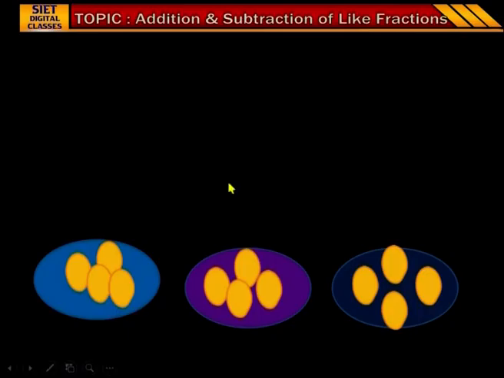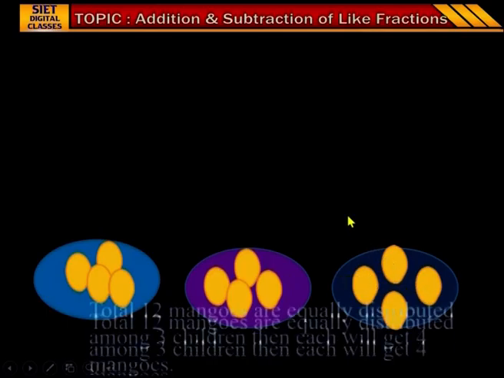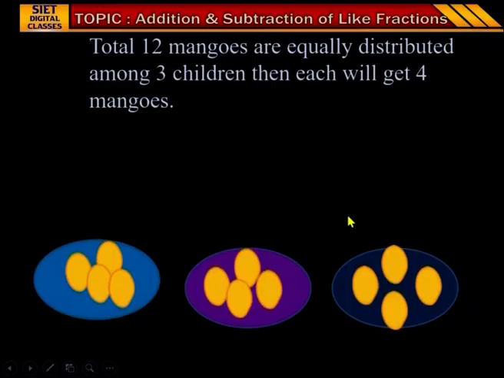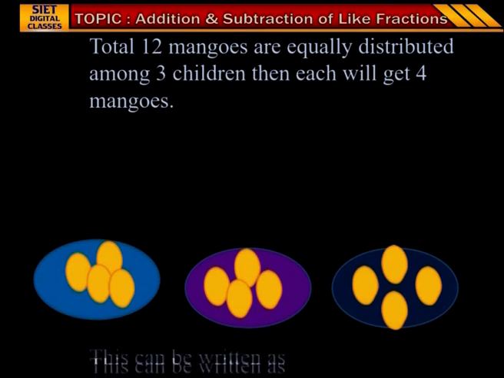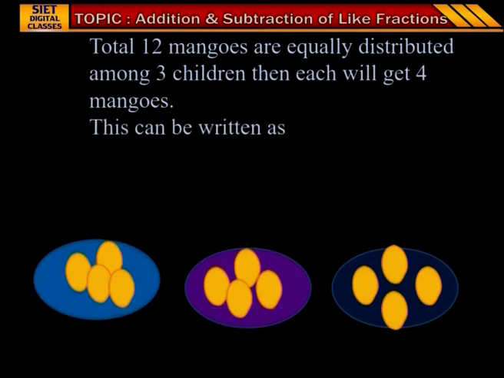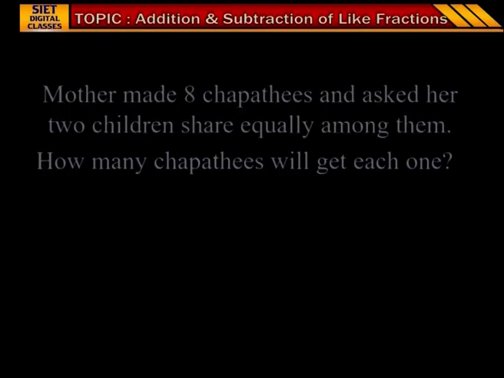That means each one will get 4 mangoes, 1, 2, 3, 4, and the second person will get 1, 2, 3, 4 mangoes, and the third person will get 1, 2, 3, 4. So, total 12 mangoes are equally distributed among 3 children, then each will get 4 mangoes. This can be written as 12 by 3, that means 4. Okay. Next, we will see another situation.